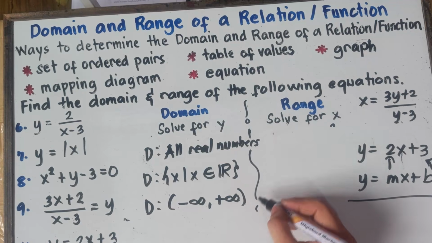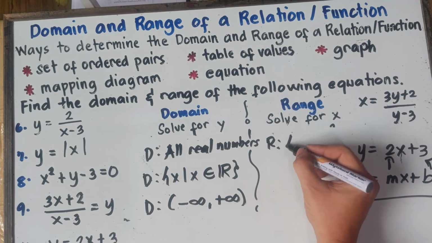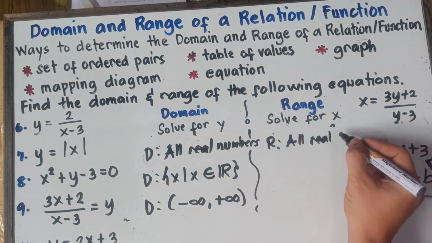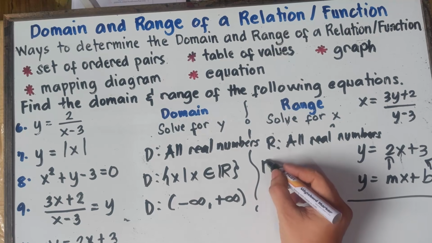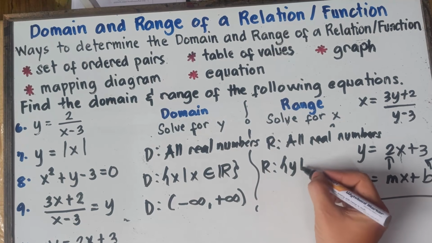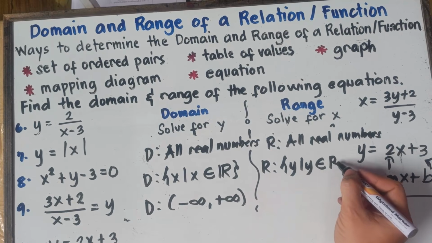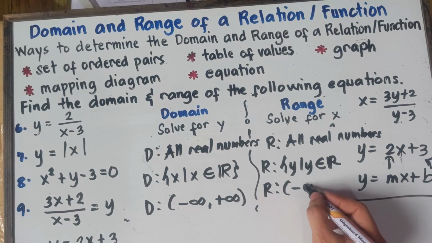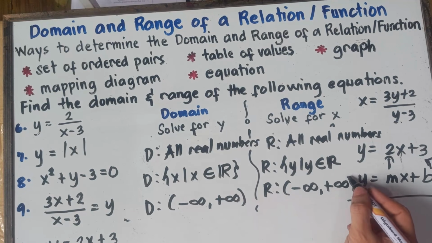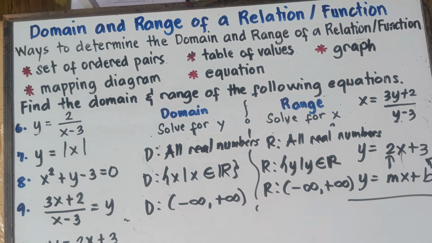And then for the range, that would be the same, class. The range will be all real numbers. Or you can have set builder notation: the range is the set of all y such that y is an element of real numbers. Or for the range, negative infinity, comma, up to positive infinity, parentheses. And then we're all set, class. That's how you answer this one.